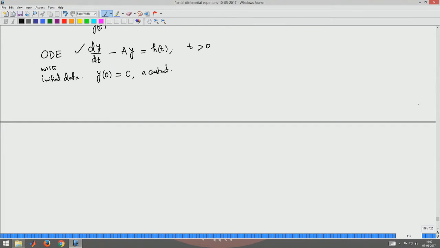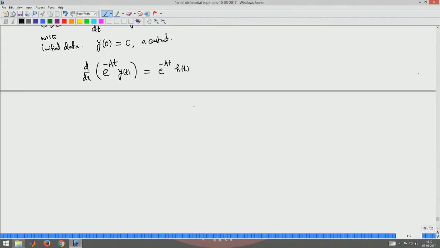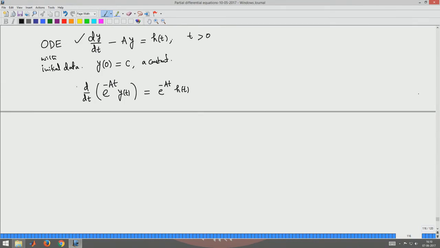If you see this, we know that e power minus a t is an integrating factor, so you can multiply it with this y of t. This is the derivative of this. You just multiply e power minus a t on both sides, and what you get is e power minus a t h of t. Now you integrate both sides from 0 to t, where t is positive. Here inside, s is a dummy variable, so I can write e power minus a s h of s ds.